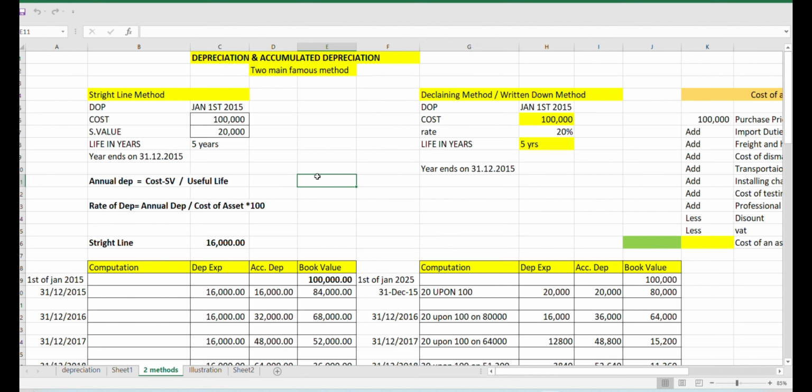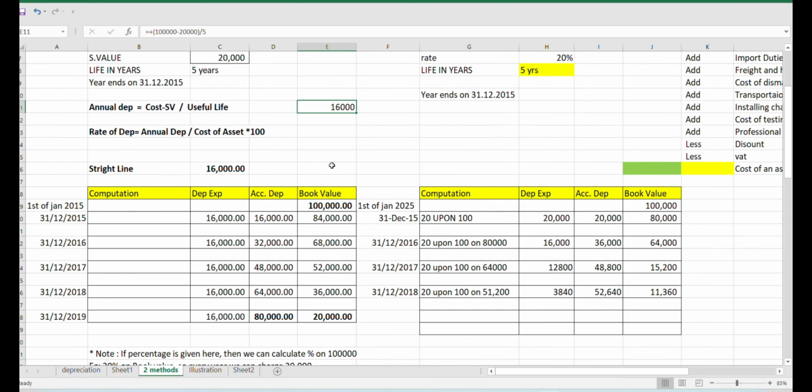You can take the cost of an asset minus the salvage value, divided by the useful life. This is the formula to calculate the depreciation. So the depreciation is 16,000. In the straight line method, you have to charge depreciation of 16,000 every year.